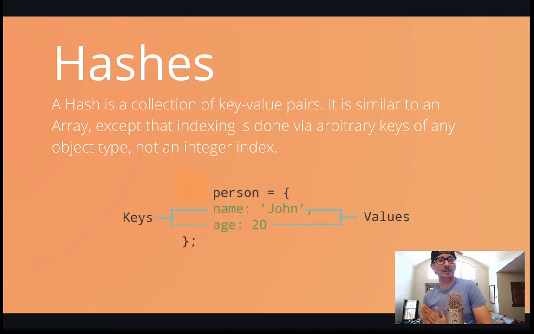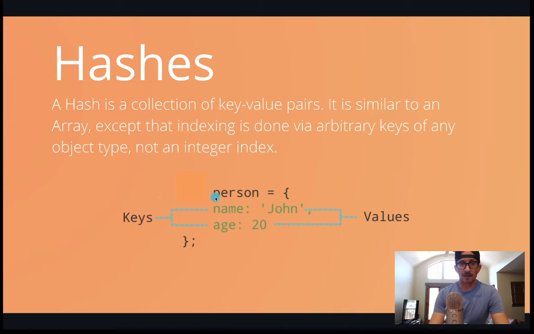Let's see, hash. We're going to talk about hashes. Now, these might be called something else in different languages. It might be a dictionary, it might be an object, it might be a hash table, hash map. But what this data structure is, it's really just a collection of key value pairs. It's similar to an array in that we can index and grab values out of it, but we're going to do this via the keys and not an integer. And with Ruby, the key can be any type.